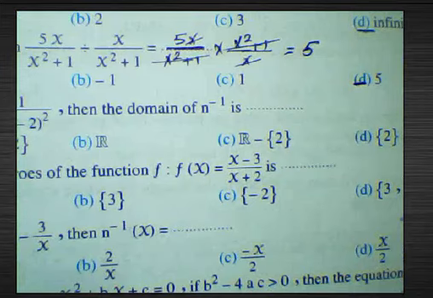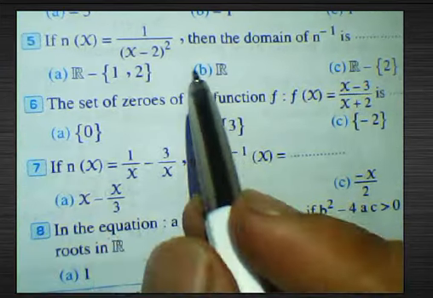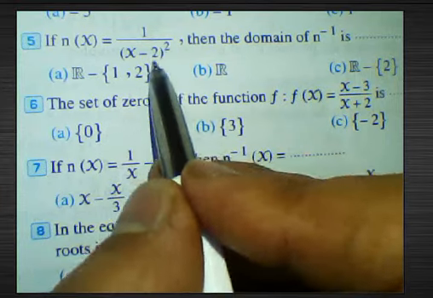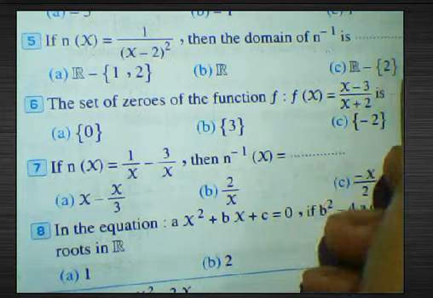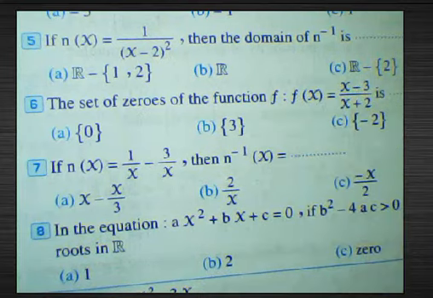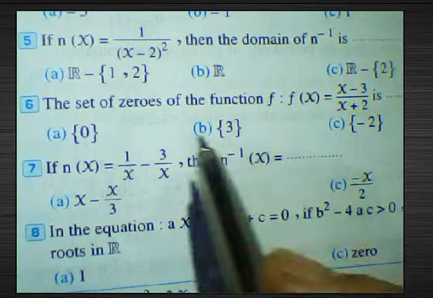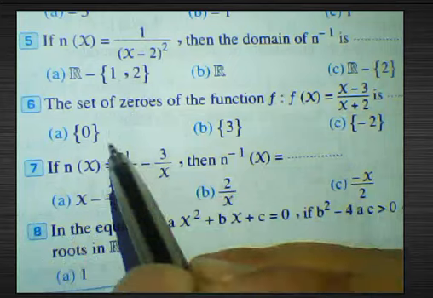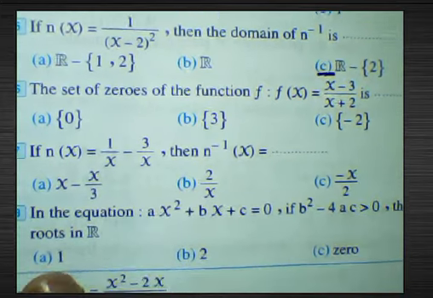Okay, understood? Okay, question number 5. If n of x equals 1 over (x minus 2) squared, the domain of n to the power -1 equals what? He asked about the domain of the inverse. About the inverse here, R excluding 2, because 2 minus 2 equals 0. Okay, R excluding 2.